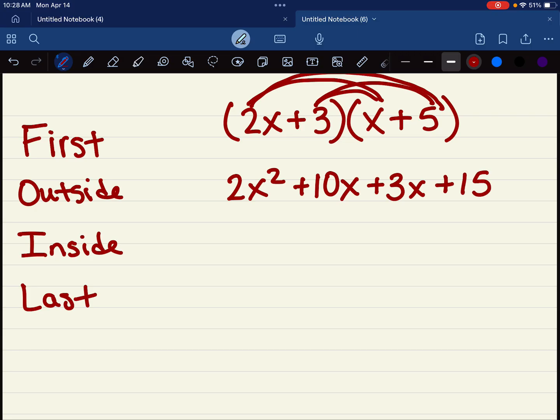Now, here's the biggest difference from what we did last week: most of the time you will have to combine some like terms. Okay? What are my like terms here? 2x? Yeah. 10x, 3x. No, just 10x and 3x. Whoever said that first. Okay, so 2x squared doesn't have a like term. We just bring it down. We get 2x squared plus what? 13x. 10x and 3x are like terms. And then bring down the plus 15.